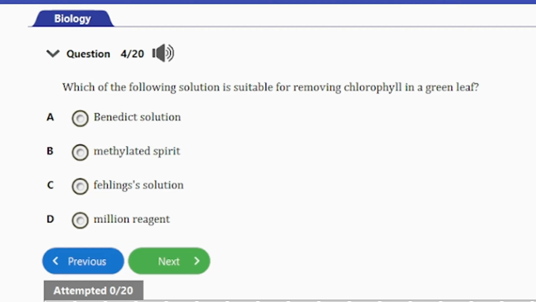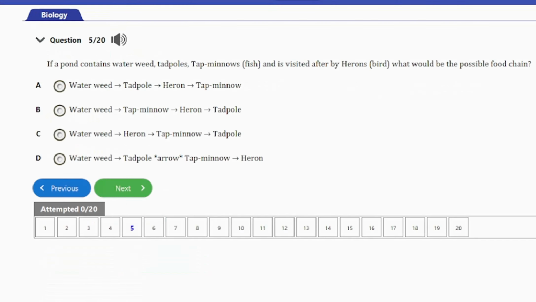Question number 4. Which of the following solutions is suitable for removing chlorophyll in a green leaf? A, Benedict's solution, B, methylated spirit, C, Fehling's solution, D, Millon's reagent. The answer to this question is option B, methylated spirit. Methylated spirit is used to remove chlorophyll from a green leaf because it can dissolve chlorophyll without damaging the leaf structure. So that's it for that question. Let's consider the next question.